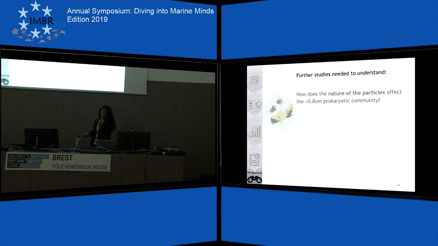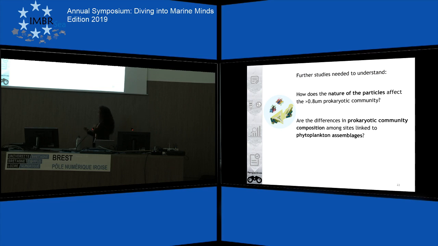Now, we need some other things to understand. For example, what is the nature of the particles to which our communities are attached, in the case of the particle-attached communities, of course, as maybe they are having some effect on them. And whether the difference in the prokaryotic communities is also related to the phytoplankton assemblages in the area. It would also be interesting to know the functional properties of these most competitive taxa, going further than the literature, which can be done by transcriptomic or proteomic approaches.